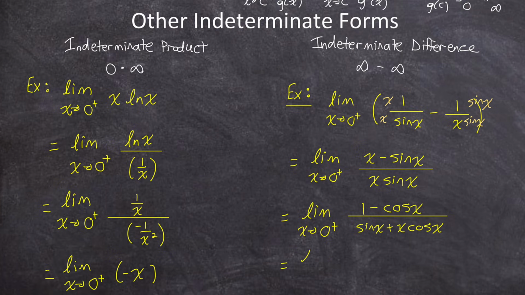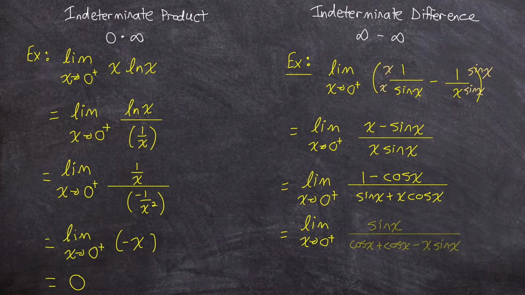It would equal the limit as x approaches 0 from the right of the derivative of the numerator divided by the derivative of the denominator. And I'll fill those derivatives in here. And then when evaluating the limit of this function as x approaches 0 from the right, that term goes to 0, but these cos x's would be approaching 1. So I would have 0 over 1 plus 1 minus 0. That's 0 over 2, which is just equal to 0.